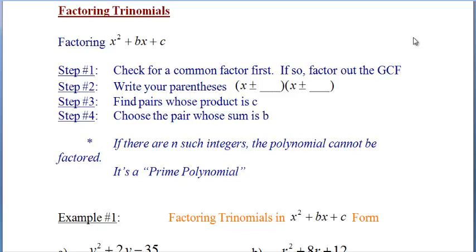Factoring trinomials. Factoring x squared plus bx plus c. This is where the leading coefficient is 1. We're going to use this method. Step 1, check for a common factor.